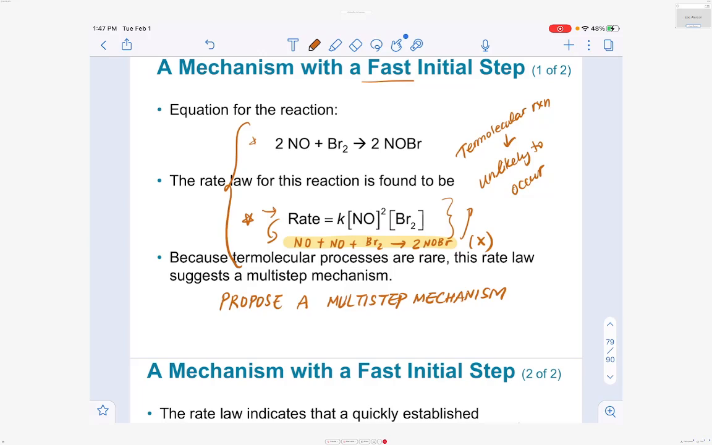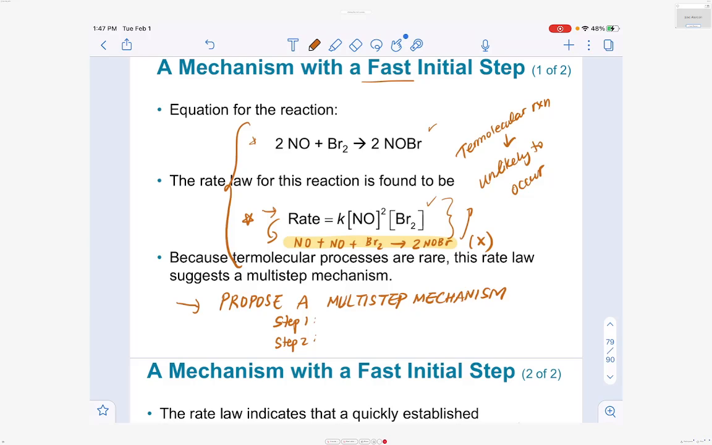So in your exam, the same type of question will be given. You will be provided the overall equation. You're going to be provided with the overall rate law, and information on whether the first step is fast or the second step is fast. And you need to be able to propose a multi-step mechanism. You need to come up with the step 1 mechanism and the step 2 mechanism. Does that make sense?